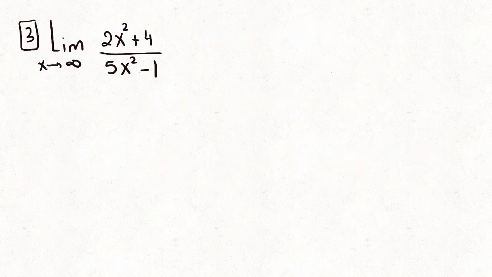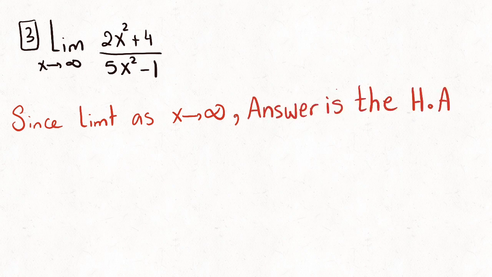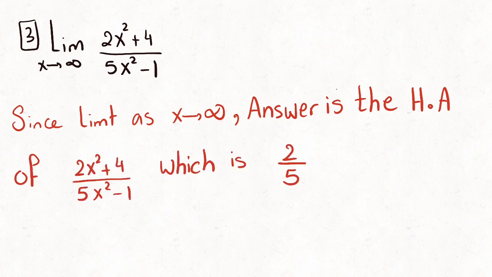Third example, find the limit of 2x squared plus 4 divided by 5x squared minus 1 as x goes to infinity. Both the numerator and denominator have the same degree, which is 2. As per horizontal asymptote, the answer should be y equals 2 over 5, but you know what? This is the same answer of the limit.